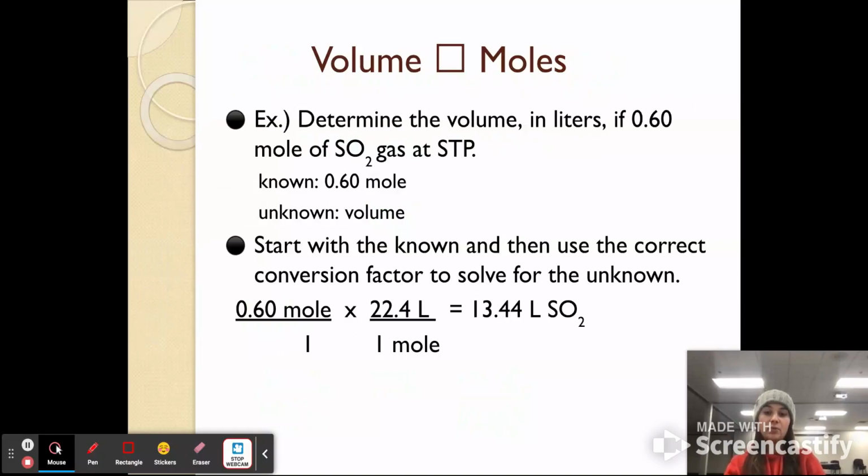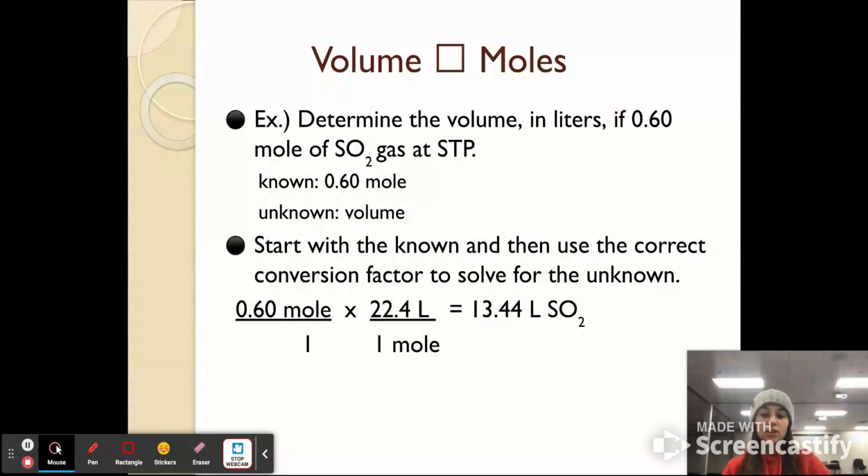All right, here's your example problem. Determine the volume in liters of 0.6 moles of SO2 gas at STP. All right, so what is our known value? It is 0.6 moles. And what is our unknown value? You should have the volume written down. Our unknown, what we're trying to find, is the volume. Our known is 0.6 moles because that's what was given to me in the problem.